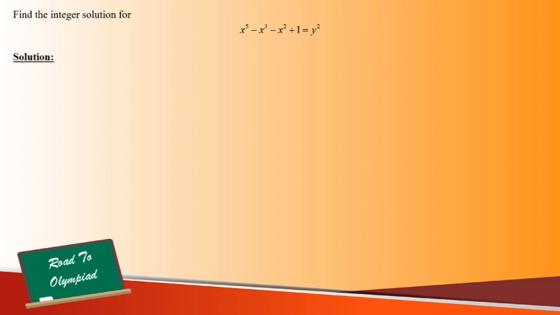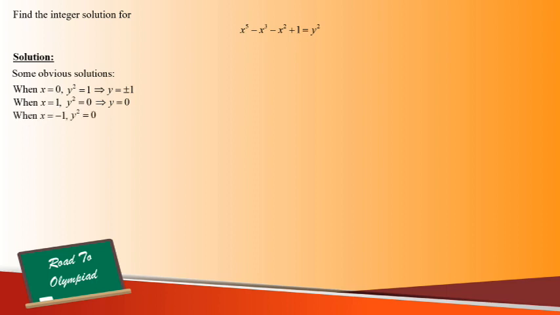Well, first, let's take a look at some obvious solutions. When x is equal to 0, we get y squared is equal to 1. This gives us y is equal to plus or minus 1. Also, when x is equal to 1, we get y squared is equal to 0. This gives us y equal to 0. Similarly, when x is equal to negative 1, we also get y squared is equal to 0. That gives us y equal to 0.